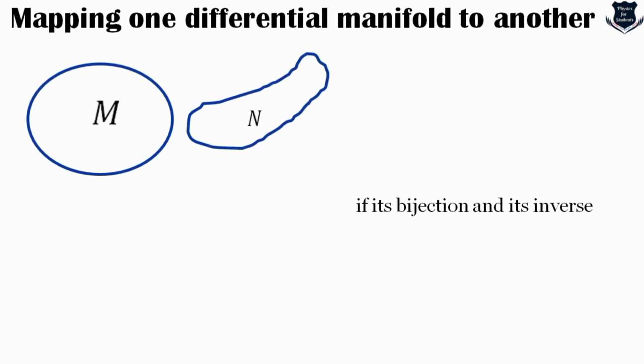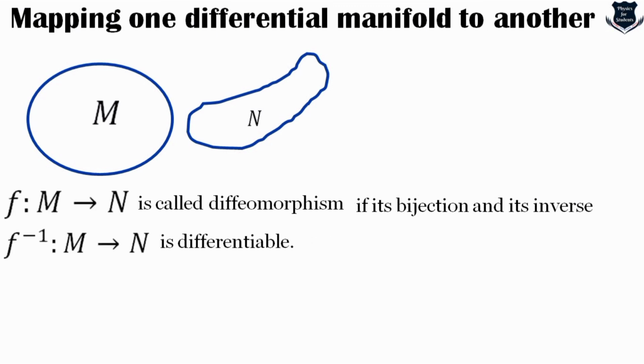So it's a bijection. If you want to define the mapping of one differentiable manifold to another, we get M and N, and F is called a diffeomorphism. In mathematics, a diffeomorphism is an isomorphism of smooth manifolds. So given two manifolds M and N, a differentiable map F is called a diffeomorphism if it is a bijection and its inverse is also differentiable.